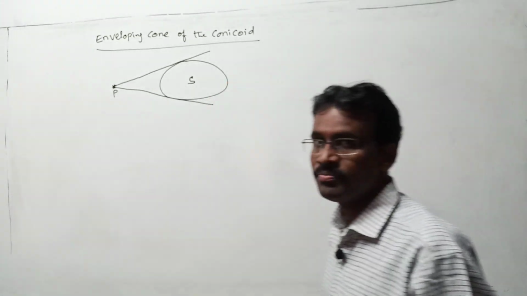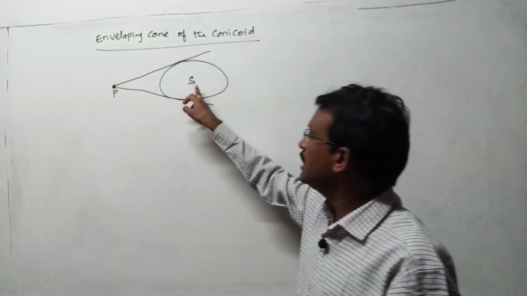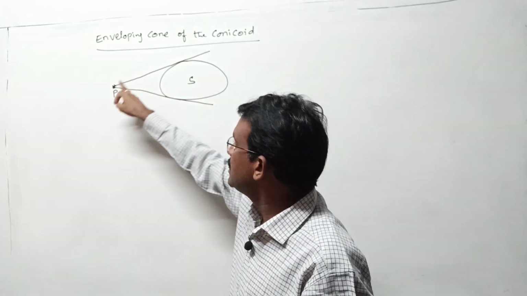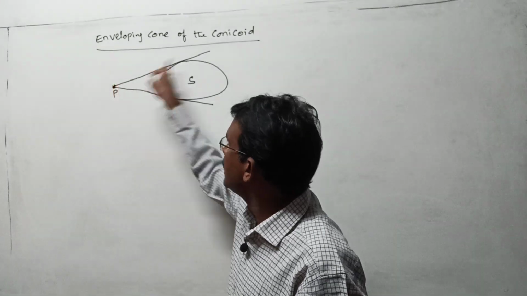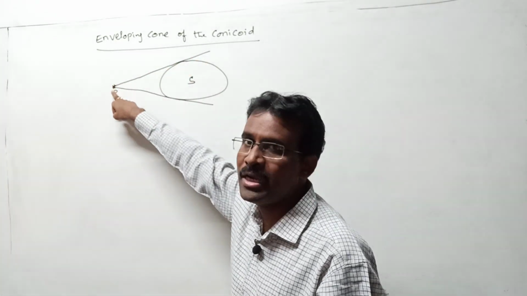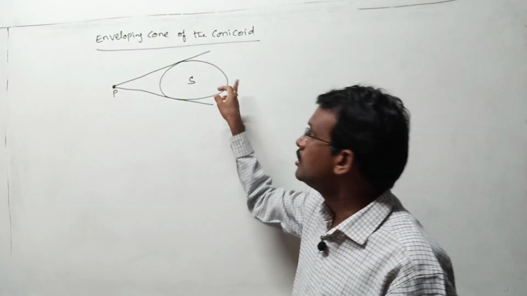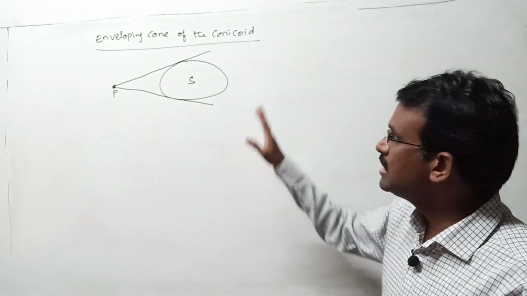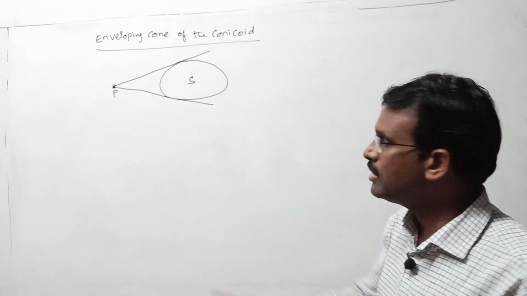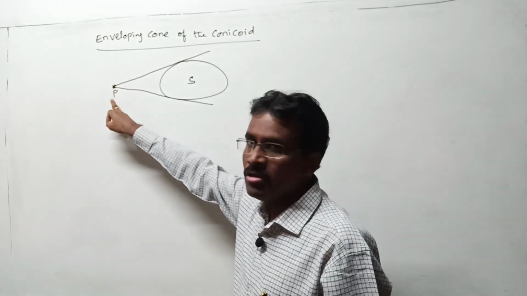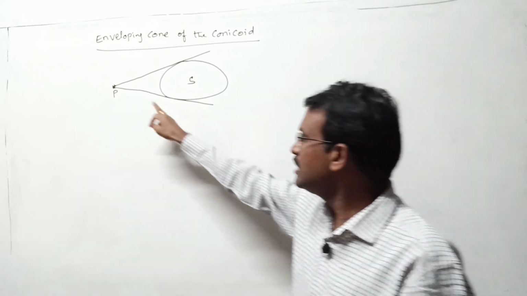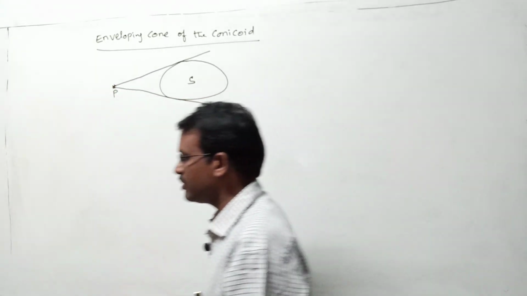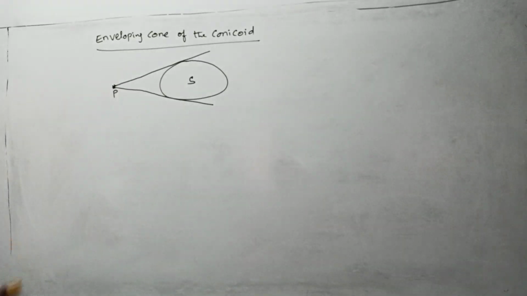Following or not? Let P be an exterior point of the conicoid S. Then the set of all tangent lines to the conicoid which pass through point P forms a cone, which is called the enveloping cone of the conicoid. This is the definition of the enveloping cone of the conicoid. Here this P is called the vertex of this cone, right? This is about your enveloping cone definition.